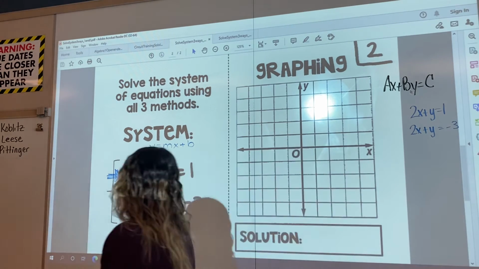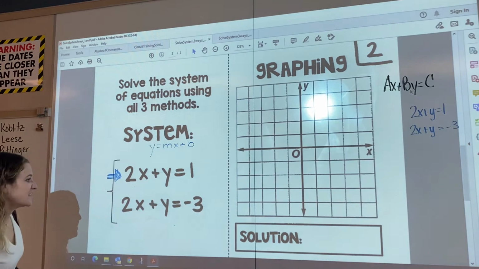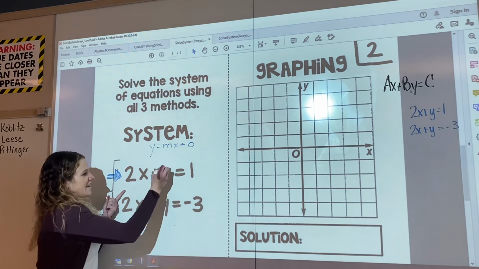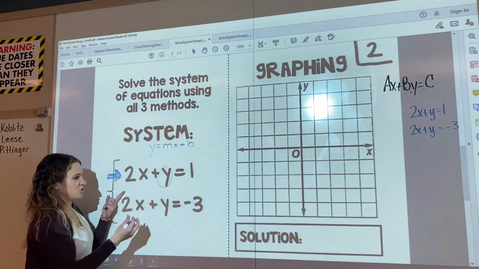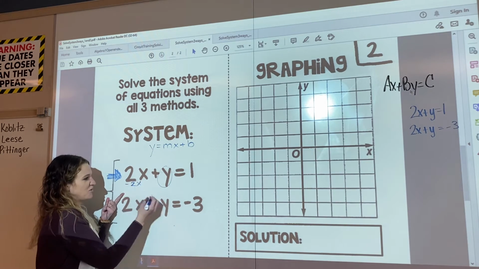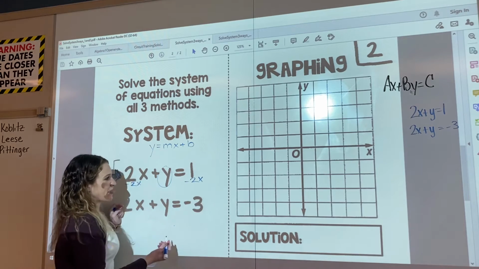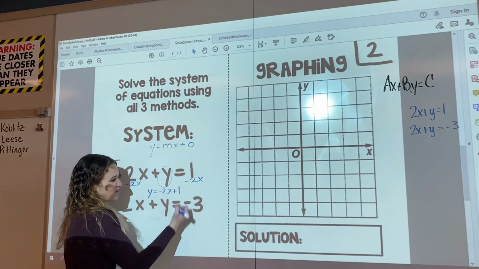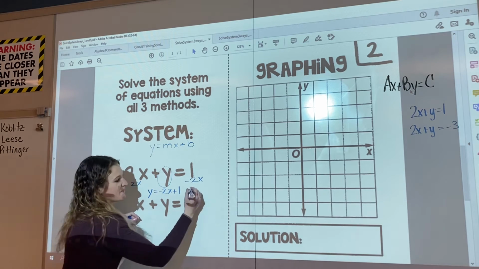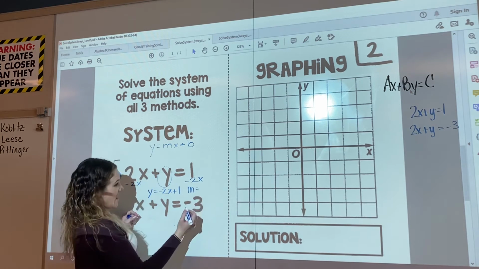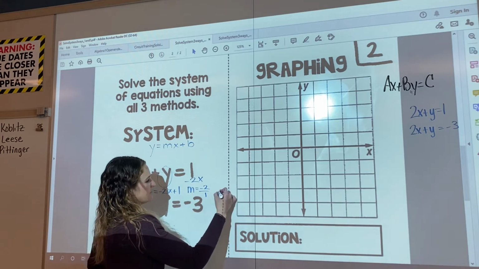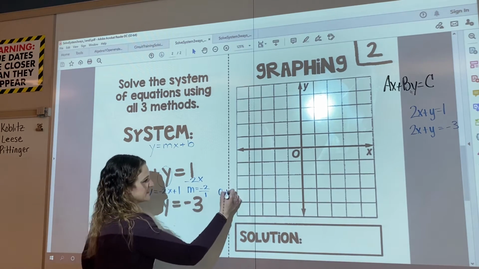Alrighty, so in order to graph these equations, I'm going to need to solve for y. Right now, on this side of the equal sign, I have the 2x. So I'm going to need to subtract the 2x on both sides, which would leave me with y equals -2x plus 1. For that one, my slope would be a -2 over 1, and my y-intercept would be 0, +1.